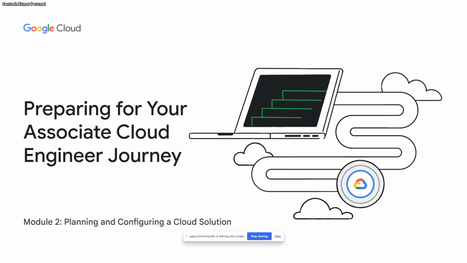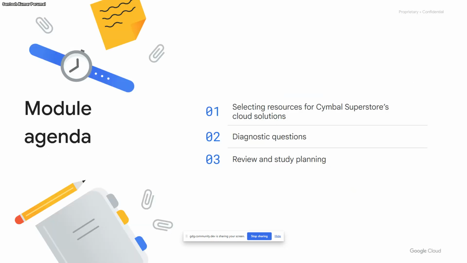So what we are going to discuss today, as part of this module, is mainly planning and configuration. When it comes to cloud solutions, planning and configuration play a very important role, and these slides will cover some of the key concepts and also some of the questions that you can use to diagnose, in terms of the Symbol fictitious company which we had started with in our first session.